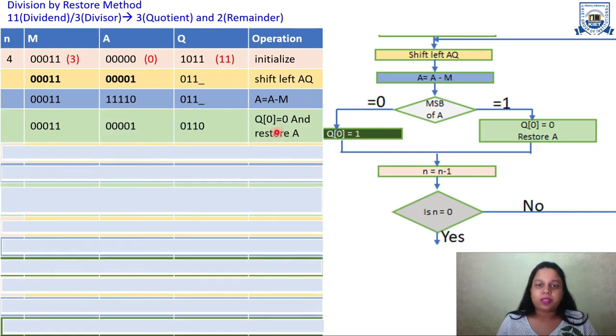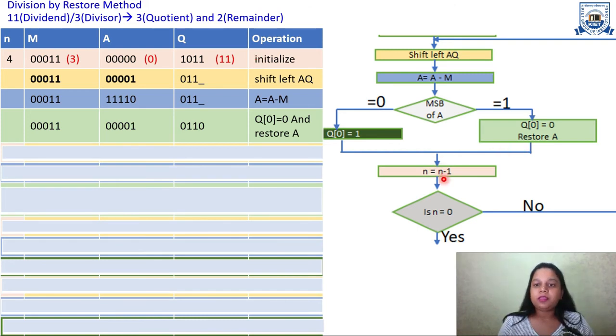Next step is saying that place 0 at the position Q0. So we have written this and restore the value a. It means this value will come here. Okay. Now because we are doing restore a over here, this algorithm is termed as division by restoring method.